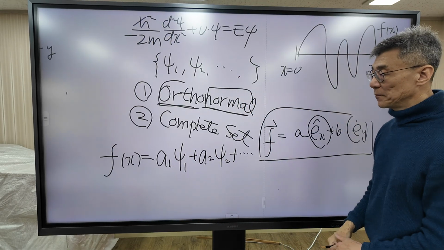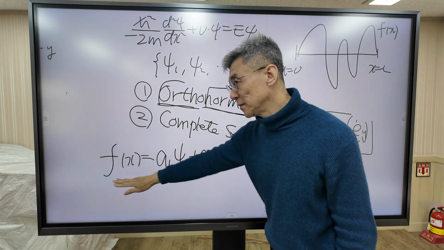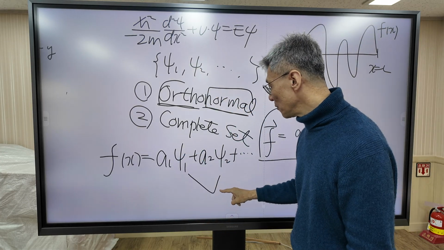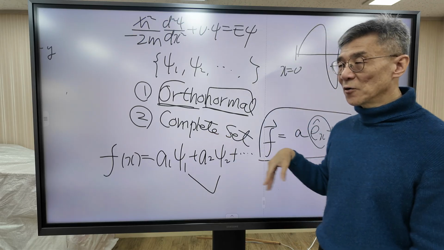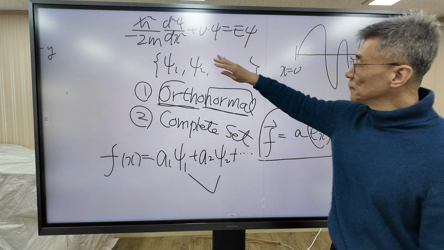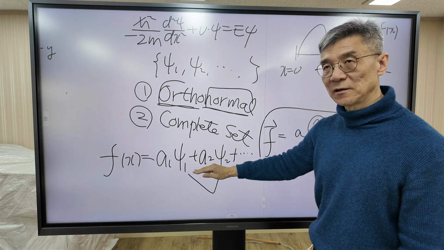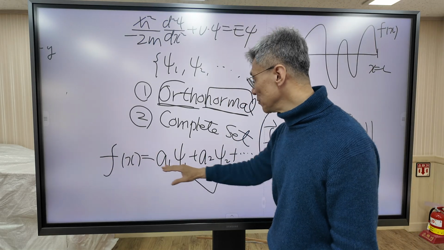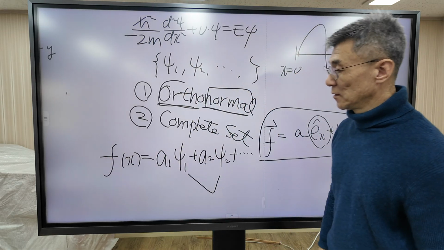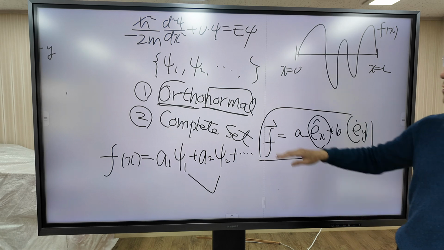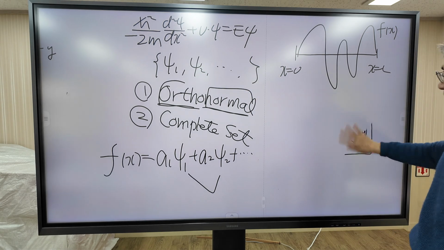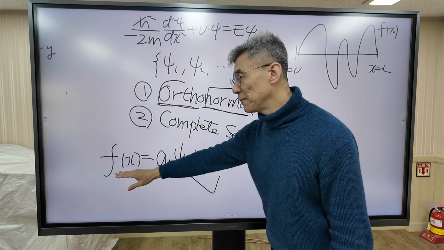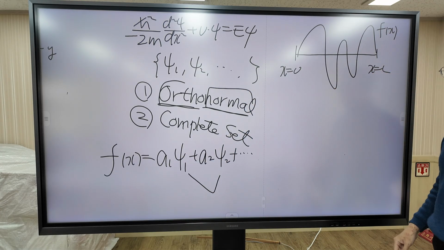If these functions satisfy this condition, they are said to form a complete set. According to mathematicians, these functions satisfy this condition. It means that any arbitrary function can be expressed as a linear combination of these functions. This structure is frequently used in mathematics.